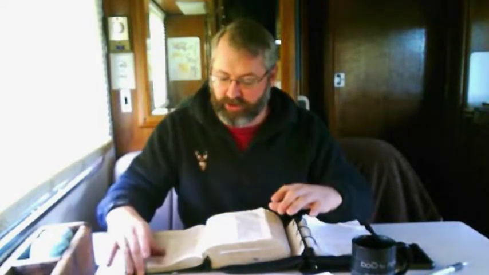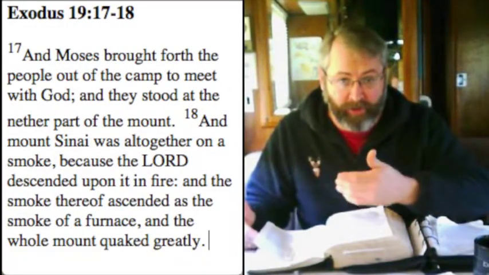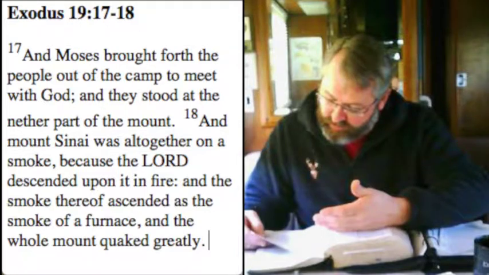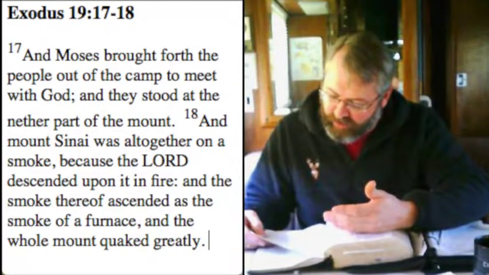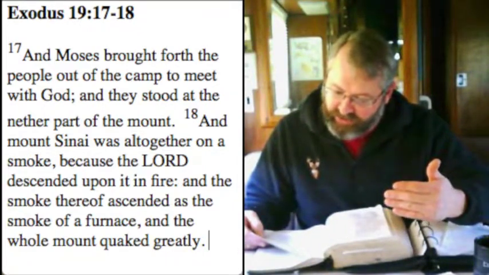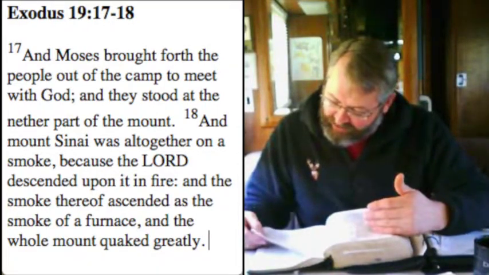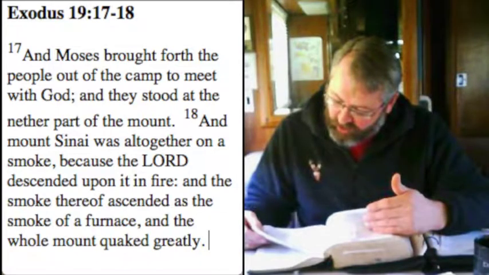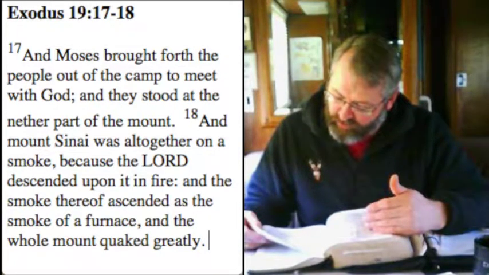So here we see in Deuteronomy 4, he's putting this event into three short scriptures, which also lines up perfectly with Exodus 19, where God commands Moses for the people to draw near to the mountain. And here in Exodus 19:17, Moses brought forth the people out of the camp to meet with God, and they stood at the nether part of the mount, which is exactly what it says in Deuteronomy. And Mount Sinai was altogether on a smoke, because the Lord descended upon it in fire. The smoke thereof ascended as the smoke of a furnace, and the whole mountain quaked greatly.